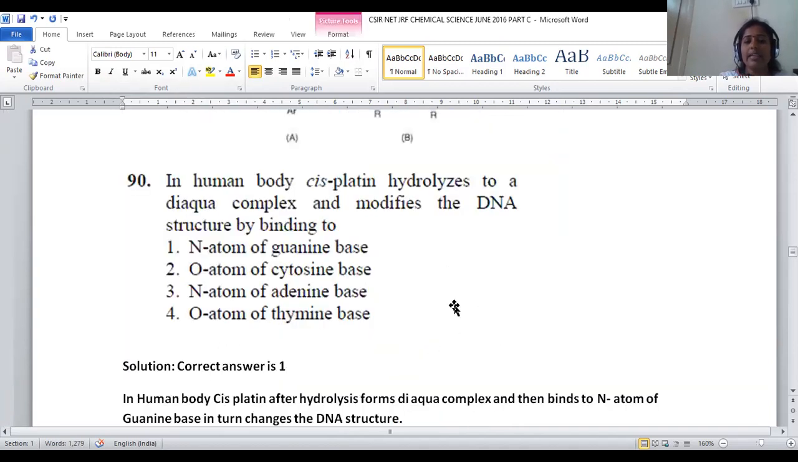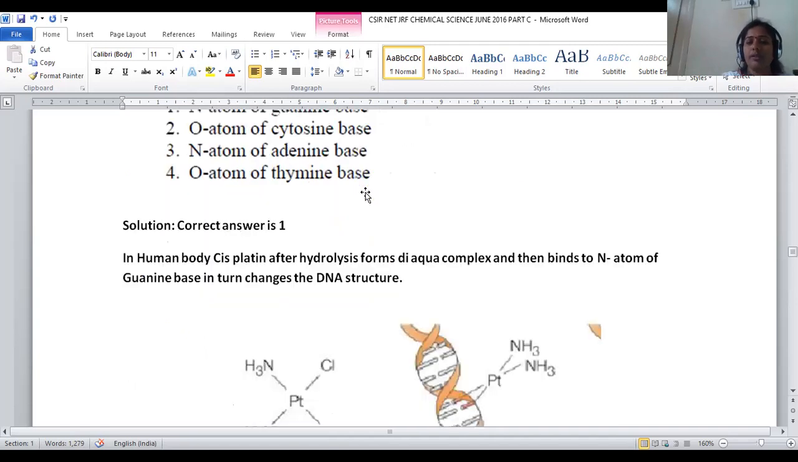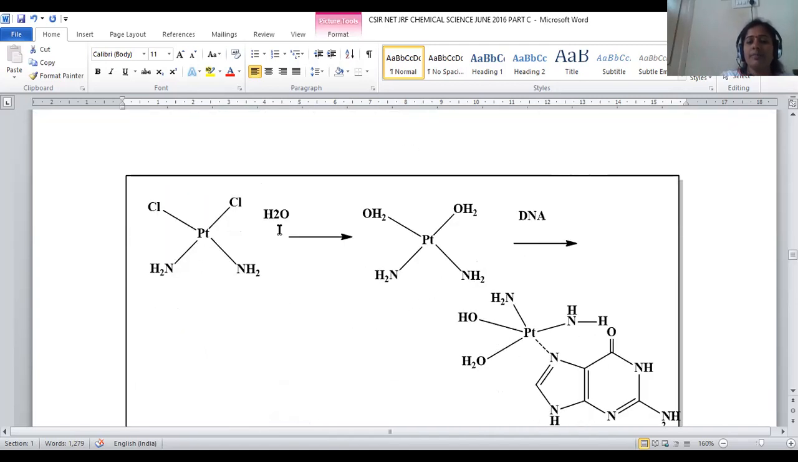Let us move on to question number 90. In the human body, cisplatin hydrolyzes to a diaqua complex and modifies the DNA structure by binding to. The purpose of cisplatin is that it is an anti-tumor, anti-cancer agent. Whenever it enters the body, first it mixes with water. When it mixes with water, the two chloro ligands are converted into diaqua. So the diaqua complex will be formed.